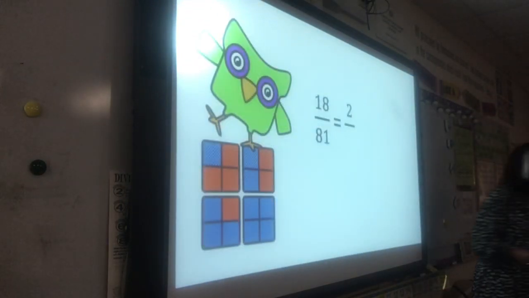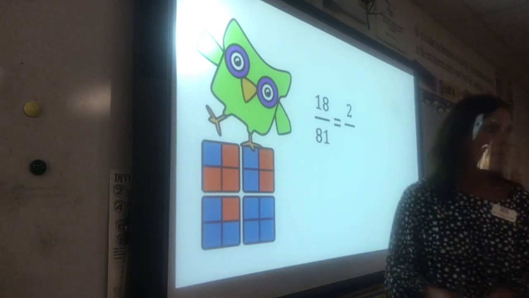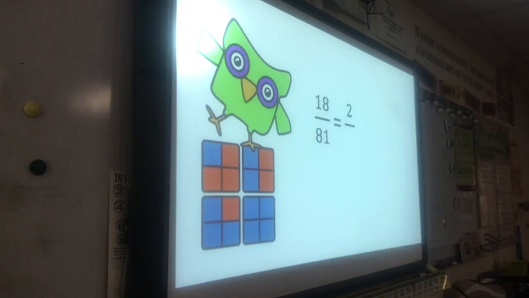Okay, again, we're dividing because we're going 18 down to 2. So think about what that would be. And then the same thing needs to happen on the bottom. Jameson? Yes, divide by 9, divide by 9. So the answer is 9.